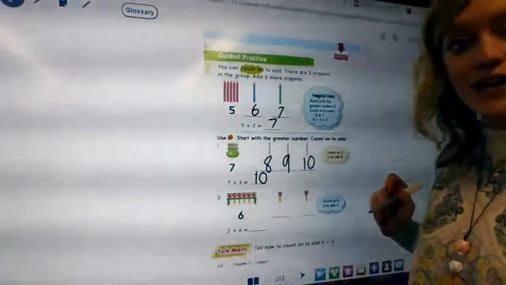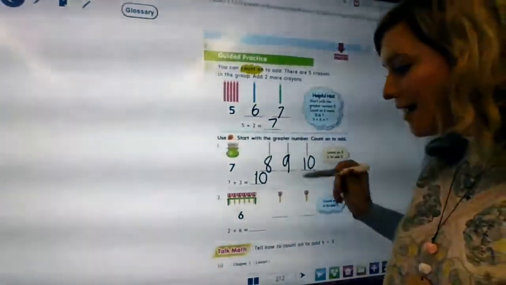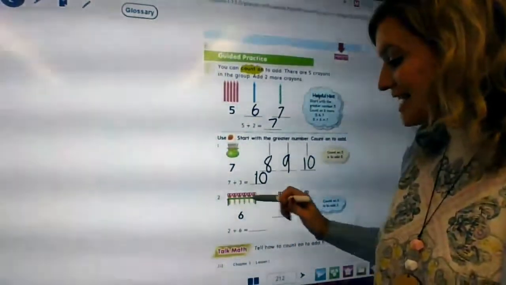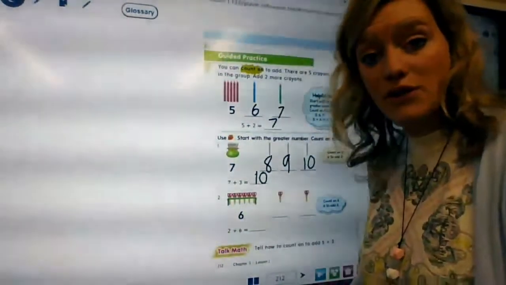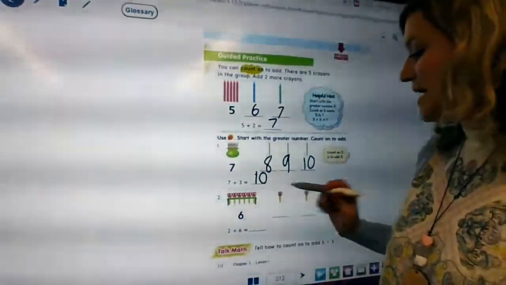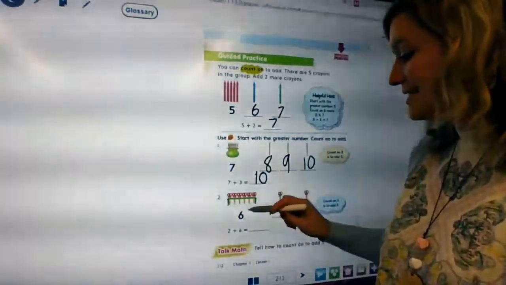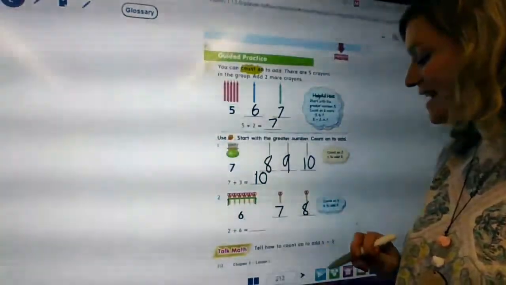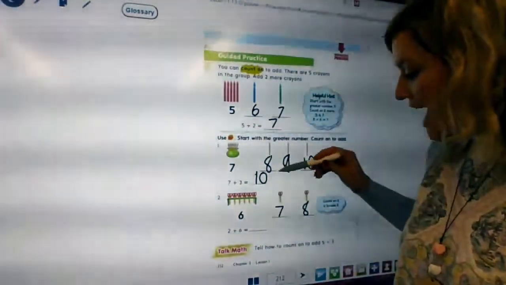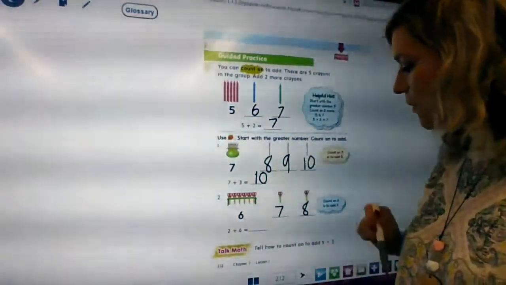Okay, it looks like these are some scissors. Ooh, I wonder if they're doing an art project. That would be cool. This tells us that there are 6 scissors in that group together. So we don't have to count them because we just know that there are 6. Okay, so we have 6 and we're going to count on: 6, 7, 8. Yay! We added on 2 more.